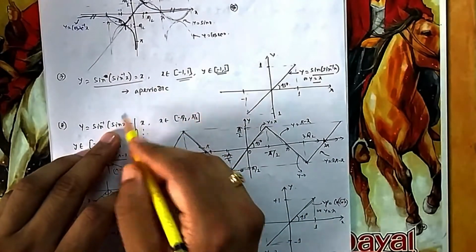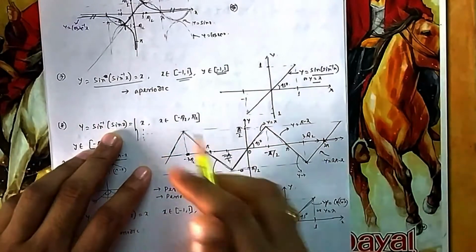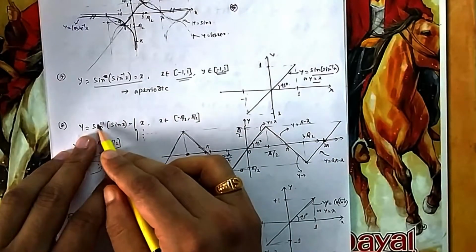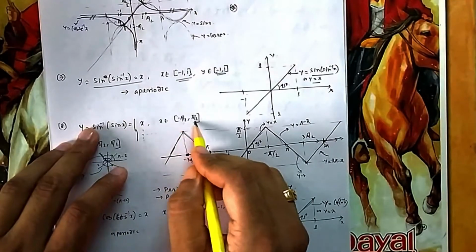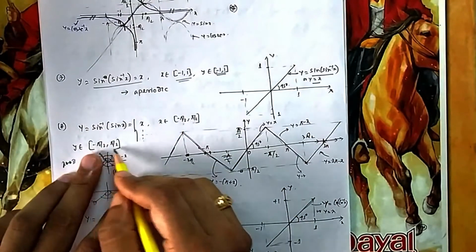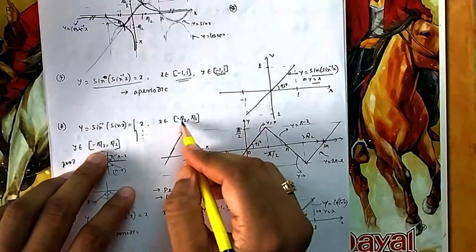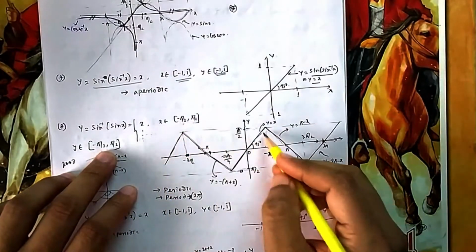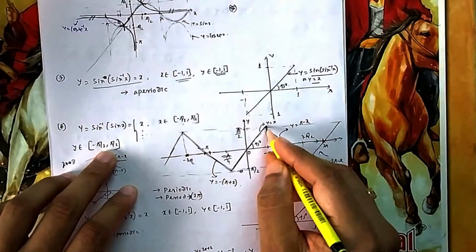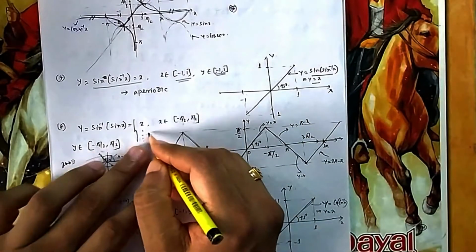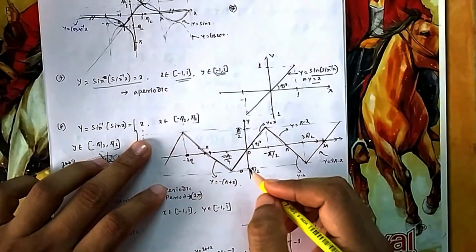Because now x can take any value, so it will go anywhere. But the output will not be anywhere. The output of sine inverse is between these two. So if your input is between these two, then input and output are the same. Because your output of sine inverse is only between these two. So if you restrict your input to this range, then it will be the same. So from minus pi by 2 to pi by 2, the output will be y equal to x. You can see this line. But beyond that we don't know, so we have to find it out.